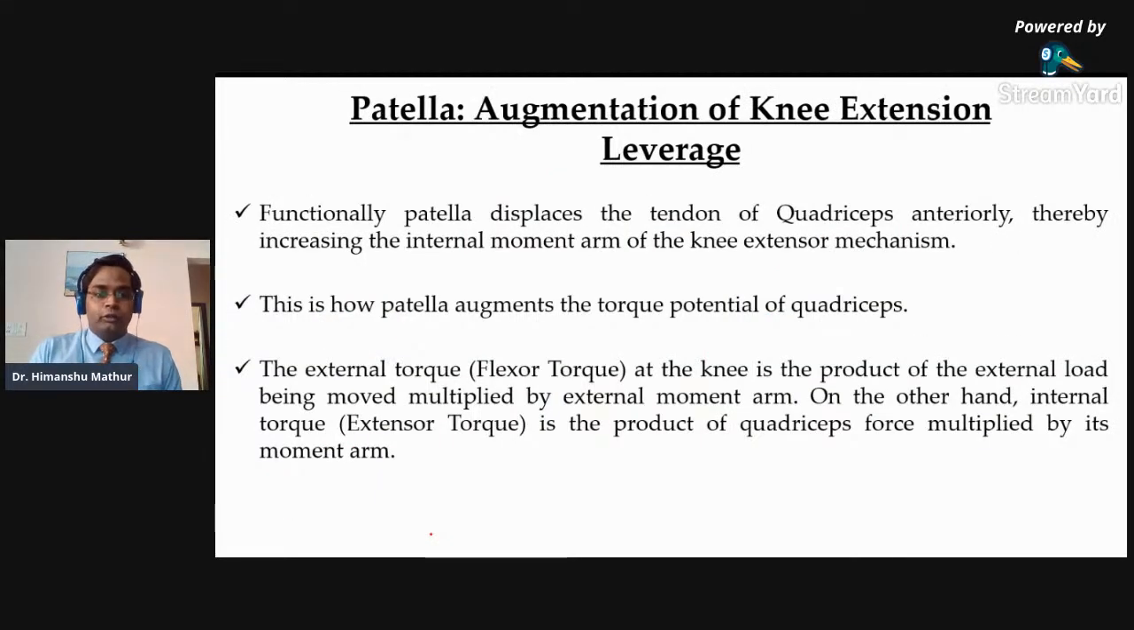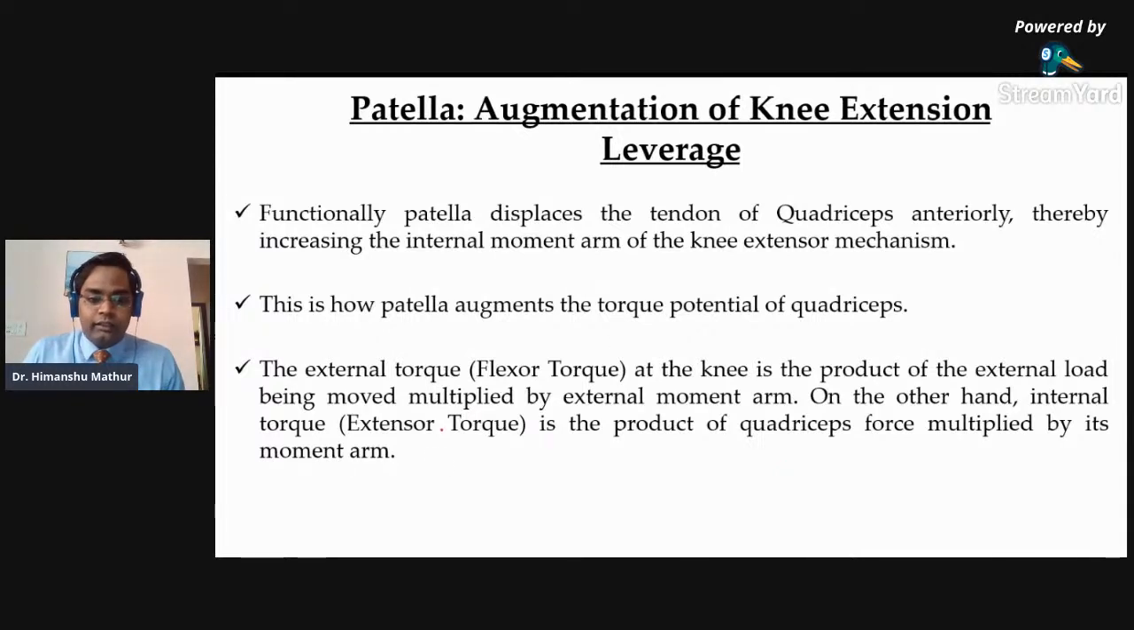Talking about the patella, the augmentation of knee extension and its leverage. We had a very brief account yesterday also. Functionally, the patella displaces the tendon of the quadriceps anteriorly.